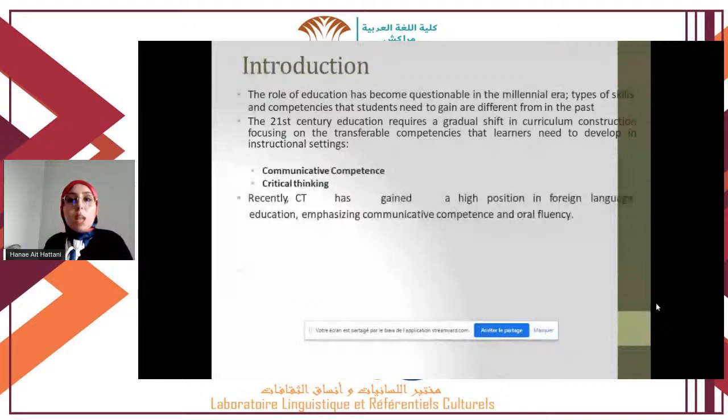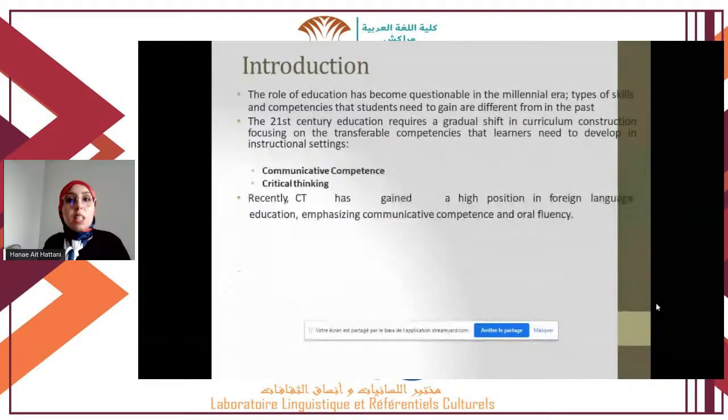The types of skills and competencies that students need to gain are different from in the past. We are no more seeing the student as one who requires certain skills of reading and writing, like in the past. Now the students require some specific skills which are going to help them meet the requirements of the 21st century. So 21st century education requires a gradual shift in curriculum construction. Here we are talking about the theories, approaches, teaching methods, and techniques that need to be reconstructed, focusing on the transferable competencies that learners need to develop in instruction settings.